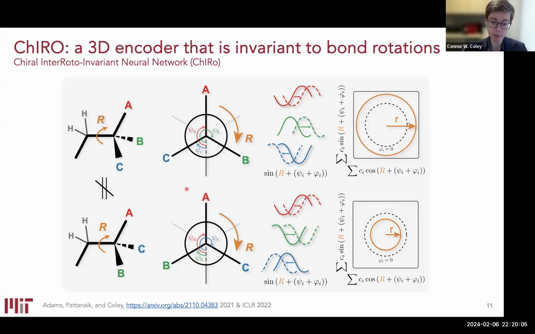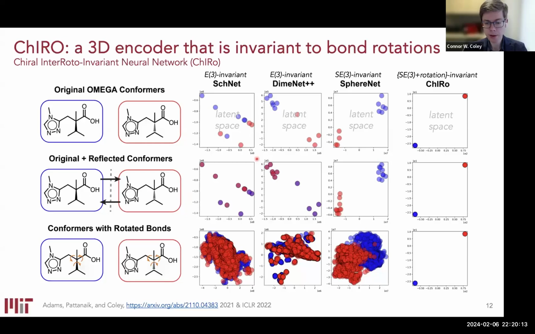So again, it's sensitive to chirality, but it's insensitive to rotations of dihedrals. So it's the same structure. So what this ends up looking like is if you were to take a set of conformations of the blue molecule and red molecule, there's only two unique chemical structures in this slide. We're just enumerating different conformations of those structures.